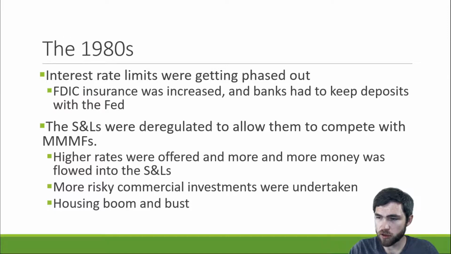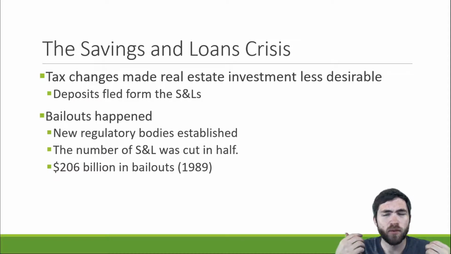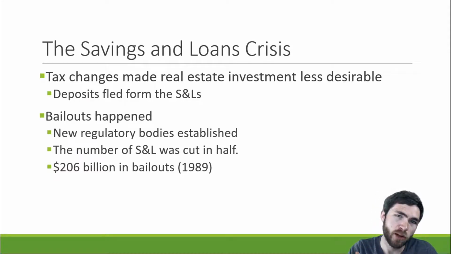So higher rates were offered, and more money started flowing into the savings and loans organizations. More risky commercial investments were undertaken, and there was a housing boom and bust that really took down a huge number of these savings and loans organizations. This happened for a number of reasons. One was that there was a tax policy change that made real estate investment relatively less preferable and yielded a lower rate of return. And because of that and some other factors, deposits fled from the savings and loans.